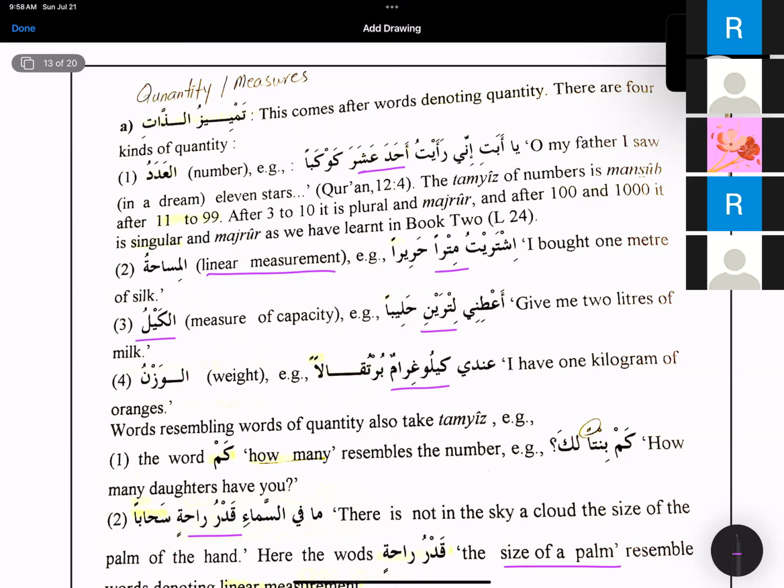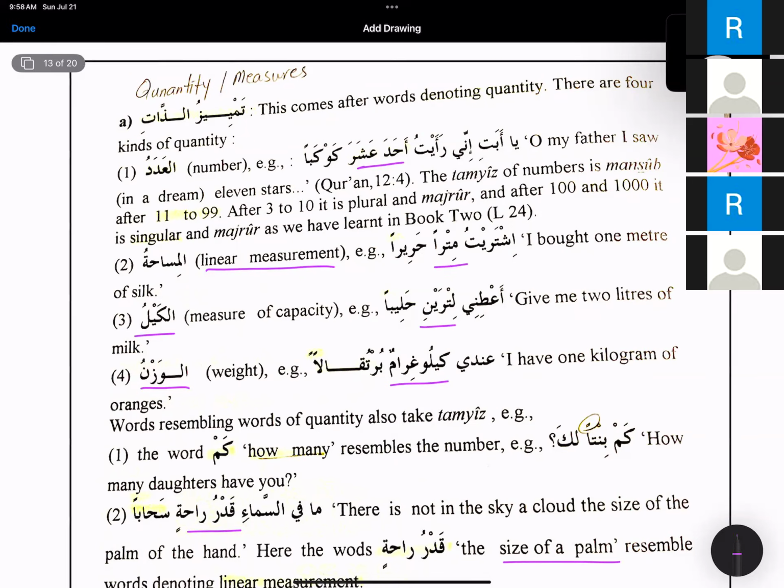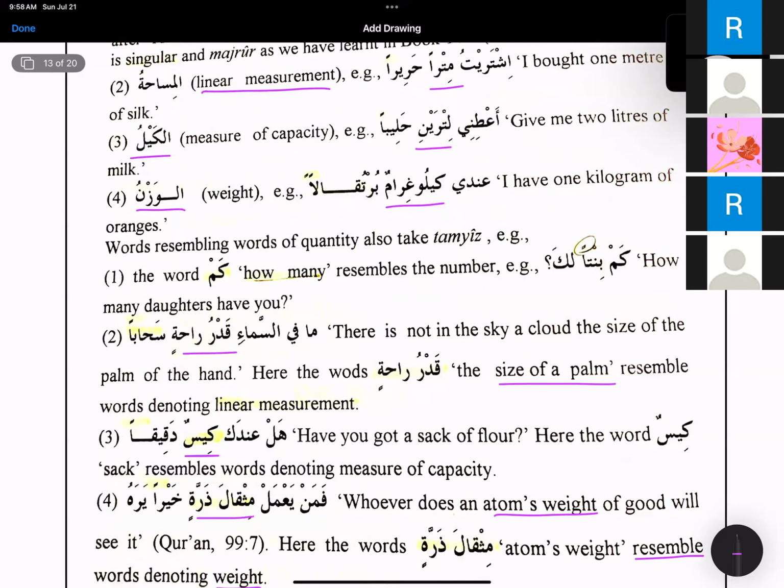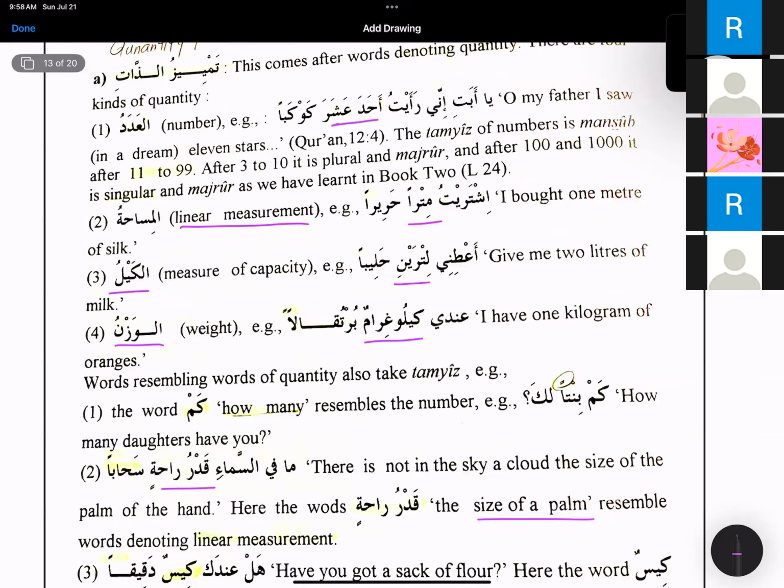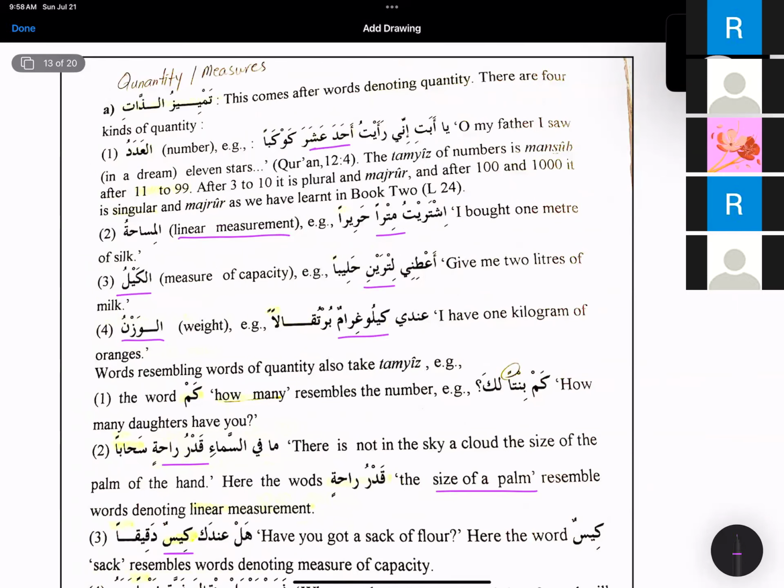Al-kayl. So kayl is basically the liquid thingy. Wazan, right? So the other things we measure with kilograms, right? So this is wazan. And then basically these are the four things: the number or linear measurement, capacity, or wazan. So if you just remember adad and any scales of measurement, right? That is good enough. Scales of measurement and adad, we need tamyiz after that, and that kind of tamyiz is called tamyizuz dhat.